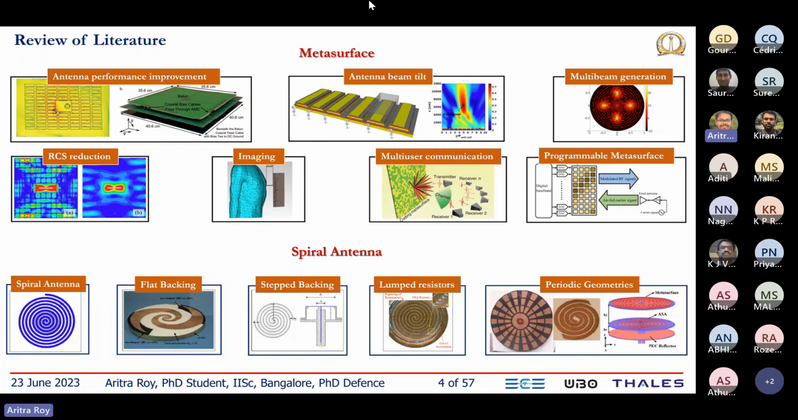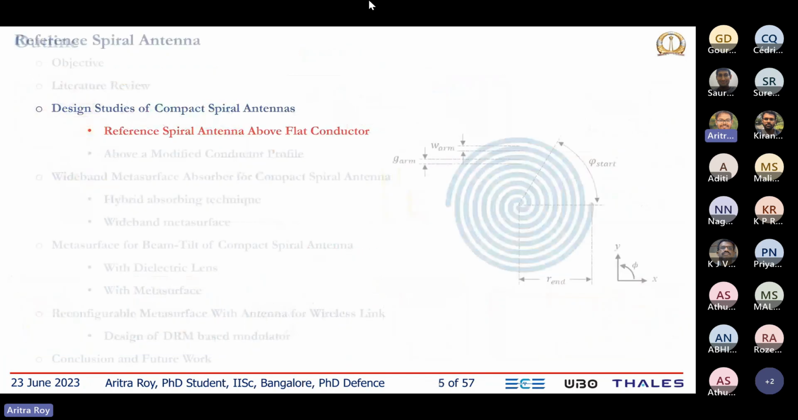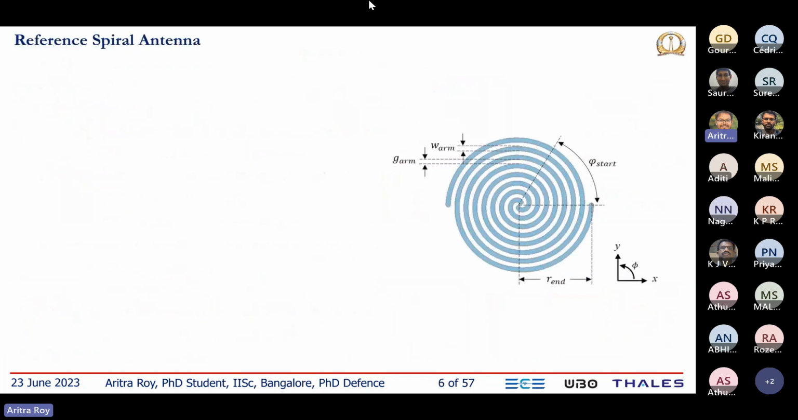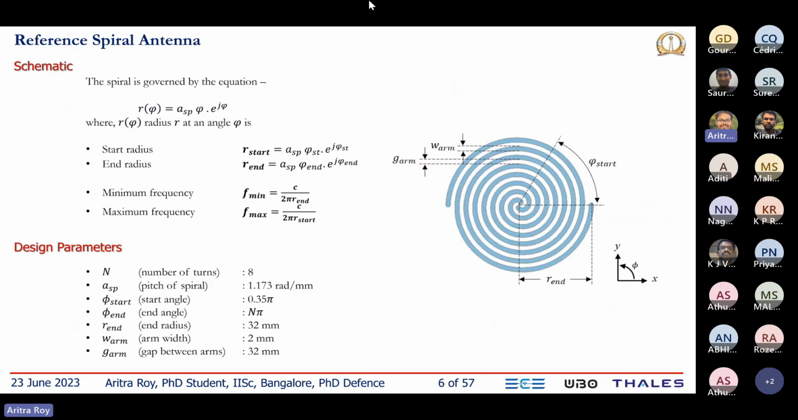So let's go now into the topic. This is the reference spiral antenna. It is a dual arm 8-turn Archimedean spiral antenna, which we considered so that it can work from 2 to 18 gigahertz. Now for spiral antenna, the maximum perimeter determines the lowest frequency, and the minimum dimension determines the highest frequency of operation for the antenna.